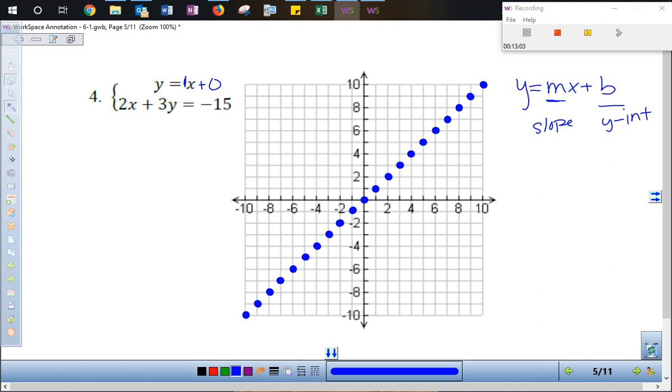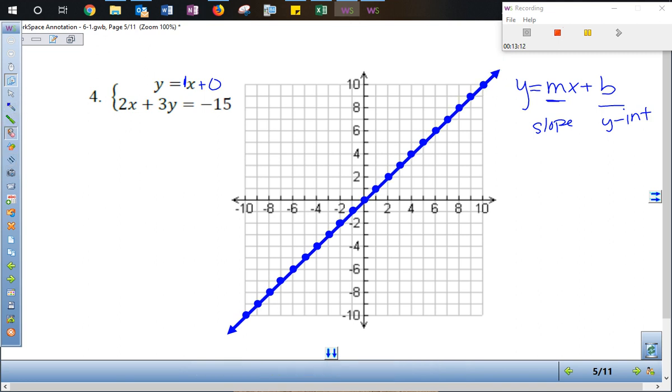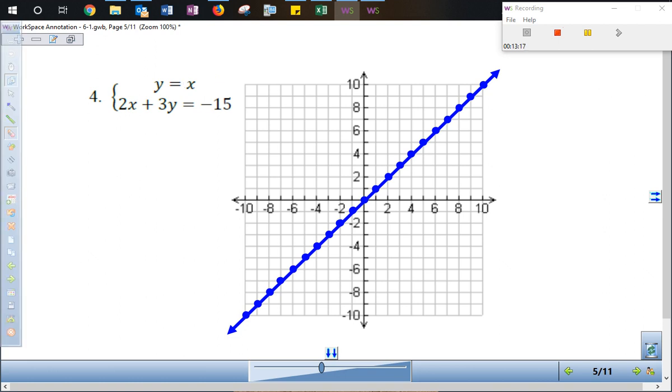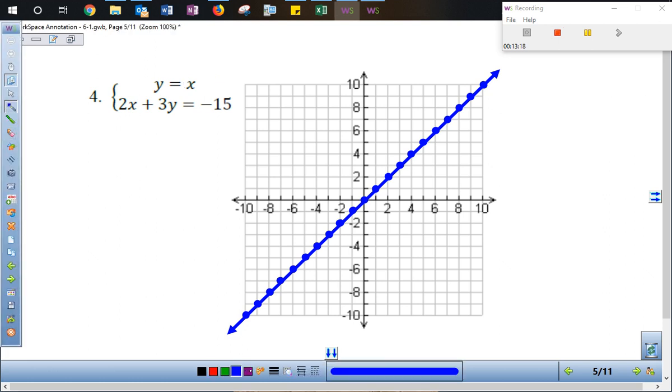Once you have plotted all of your points, you're going to connect it all the way through with a straight edge. Then you're going to end it with arrows. So that's going to be the graph of y equals x. And this should be the easiest graph for you guys to graph, but for some reason we really struggle with it. Now my second equation, 2x plus 3y equals -15, I can't graph that because that's not in slope-intercept form.